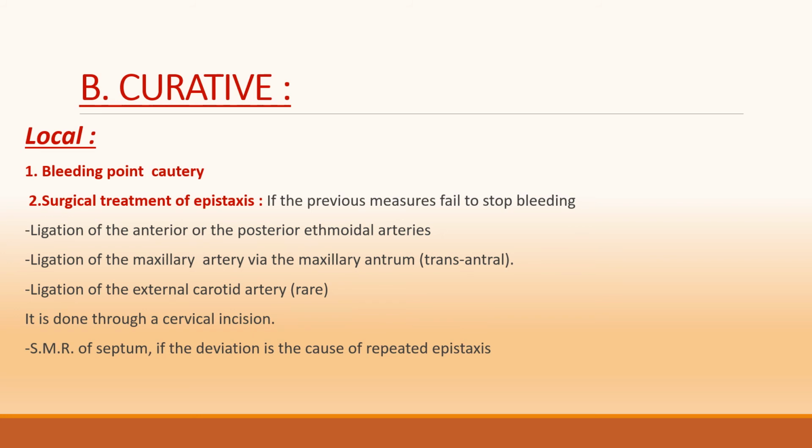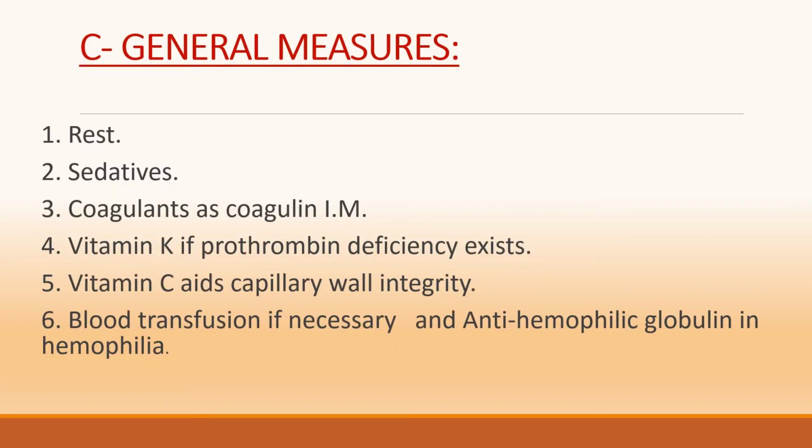Submucous resection of the septum if the deviation is the cause of repeated epistaxis. Generally, as general measures, we will give the patient rest, sedatives, coagulants, vitamin K if prothrombin deficiency exists, vitamin C which aids capillary wall integrity, and blood transfusion if necessary, and antihemophilic globulin in hemophilia.